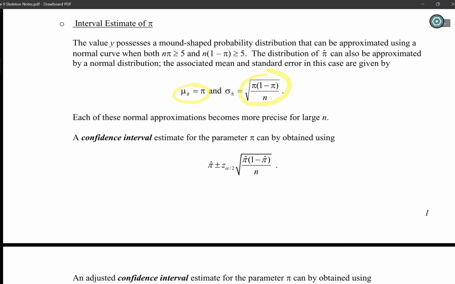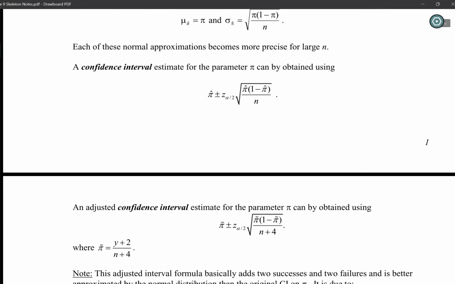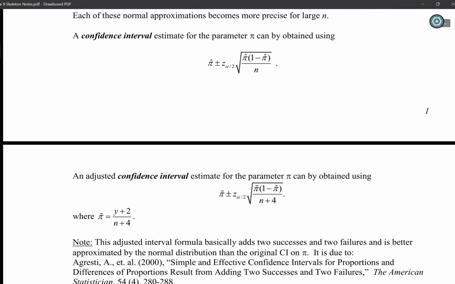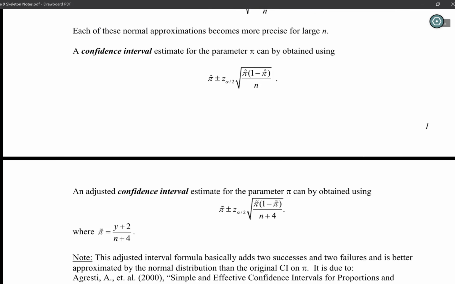All right, so this idea basically allows us to think about the sampling distribution of pi hat in this case. So pi hat is approximately normal with mean pi and this square root term as our standard deviation. A confidence interval for pi can be obtained with this formula here. And where does this formula come from?